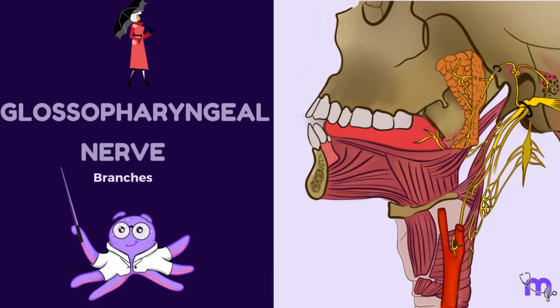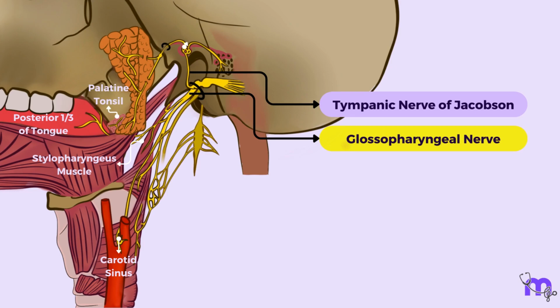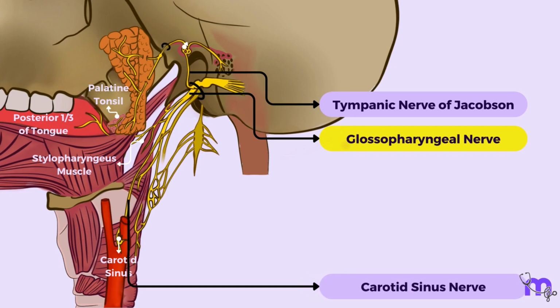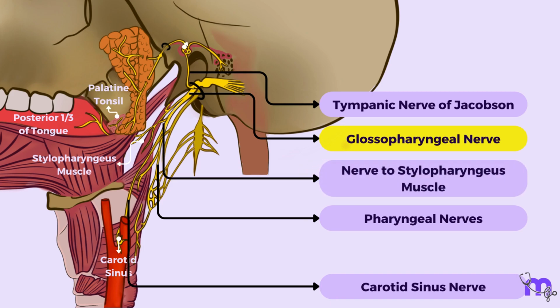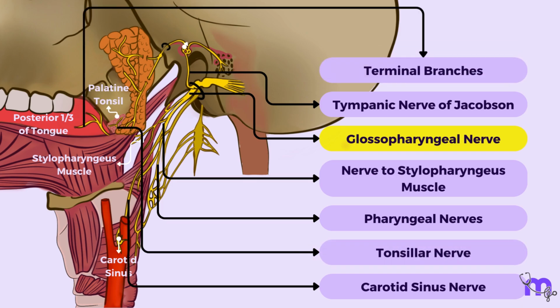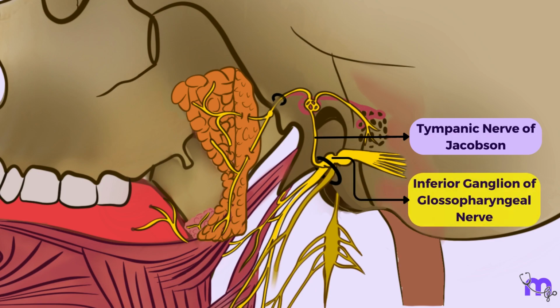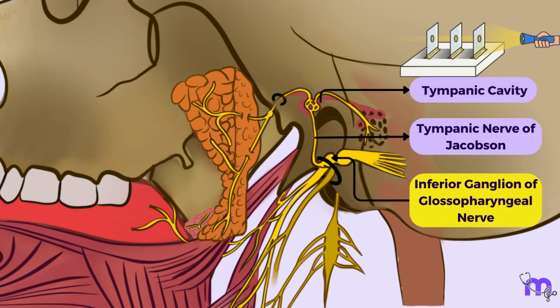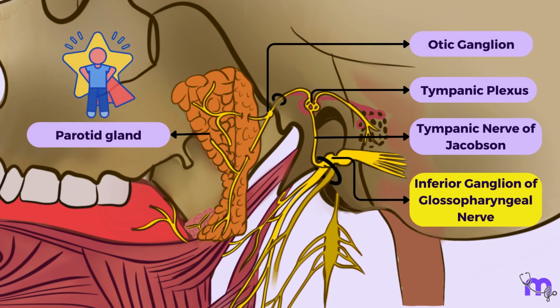Now let's explore the branches of the glossopharyngeal nerve. These are the tympanic nerve of Jacobson, the carotid sinus nerve, the pharyngeal nerves, nerve to stylopharyngeus muscle, tonsillar nerve, and terminal branches. The tympanic nerve, or the Jacobson's nerve, arises from the inferior ganglion of the glossopharyngeal nerve. It passes through the tympanic cavity where it participates in the tympanic plexus. Its main role is to supply the parotid gland through the otic ganglion.